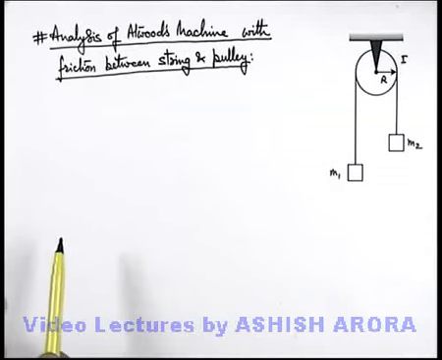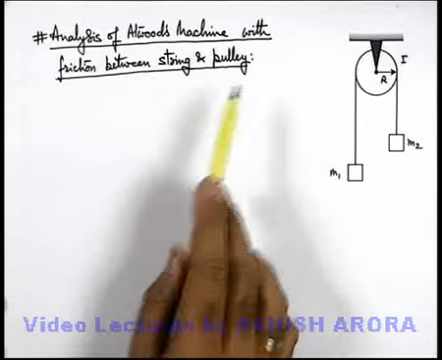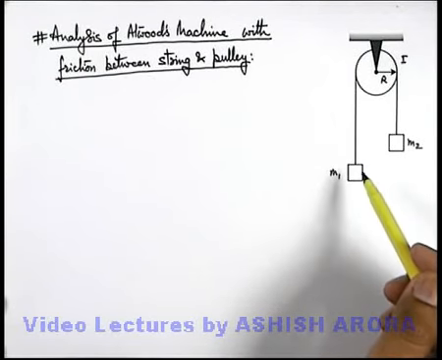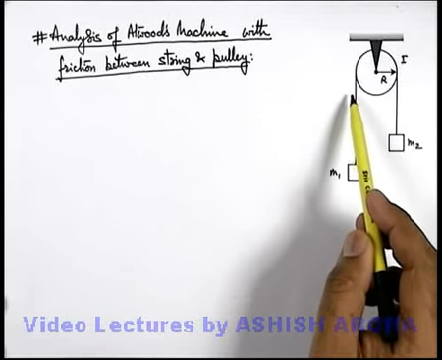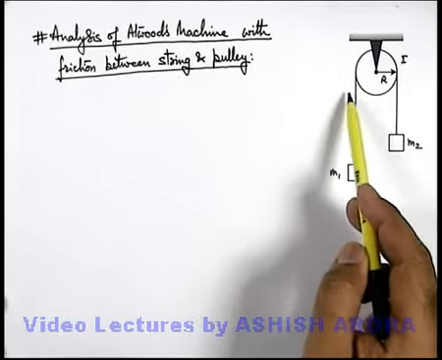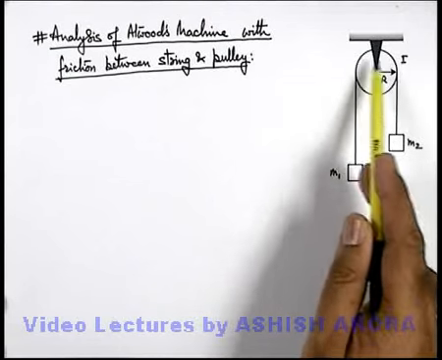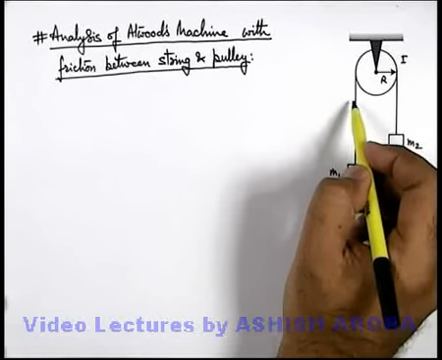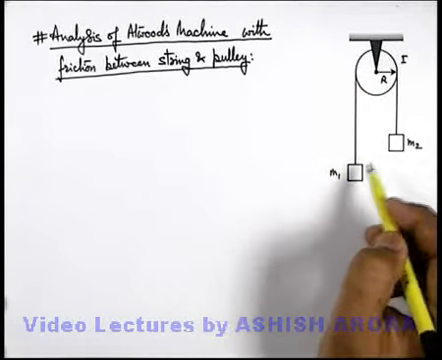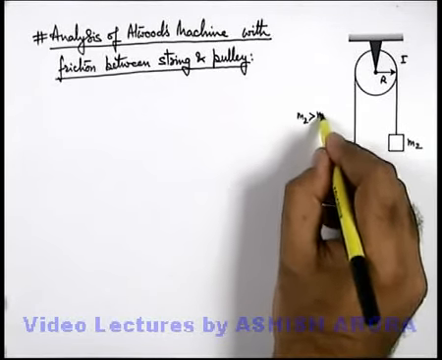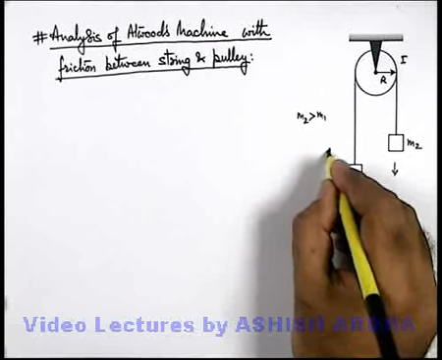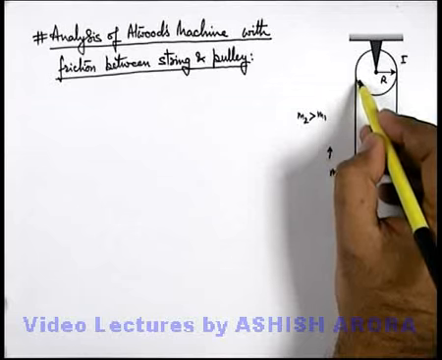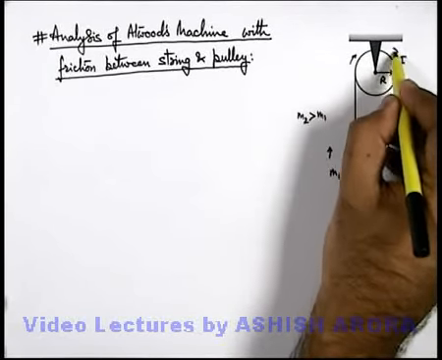Let's analyze now the motion of Atwood's machine with friction between a string and pulley. We have studied Atwood's machine in laws of motion also, but there we took ideal cases of a string and pulley where both pulley and string were frictionless and the string actually slips over the pulley surface. Here we assume friction is present and the string does not slip over the pulley surface. So in this situation, say if the mass m2 is more than m1, this m2 will move down and m1 will move up. And as the friction is present, the string does not slip over the pulley surface and the pulley will also rotate.